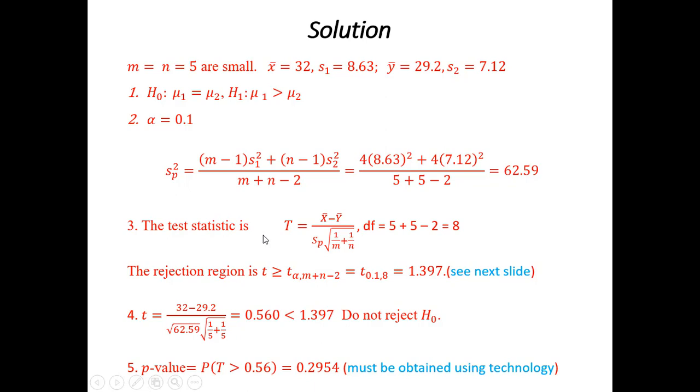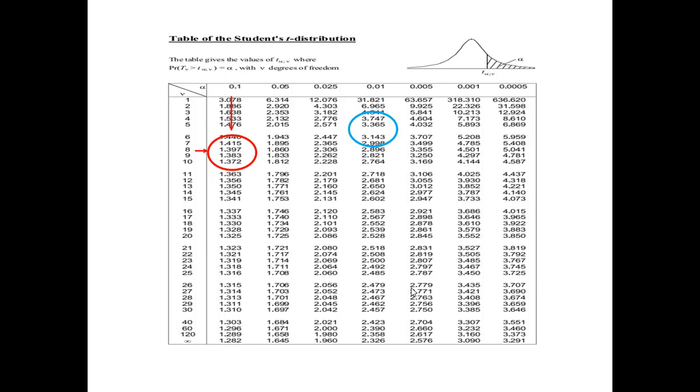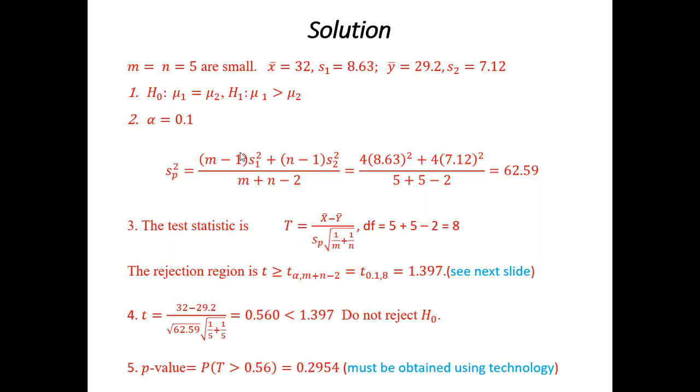The test statistic formula looks like this: t is x bar minus y bar over the pooled standard deviation times the square root of 1 over m plus 1 over n. When we look up our value in the t table, we have to realize the degrees of freedom is 8, 5 plus 5 minus 2. So we could find our rejection region. We have to think in terms of our test. Here we need the value t.1 with 8 degrees of freedom. Let's check that out in the next slide. Here I have 0.1, 8 degrees of freedom, so we get 1.397 as a critical value. You see that value here, 1.397.